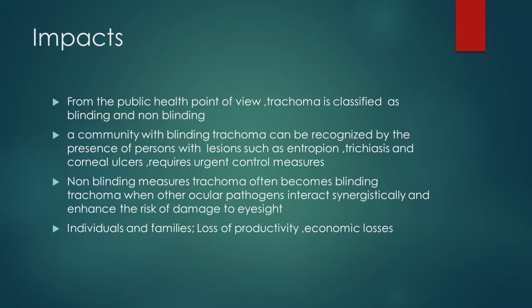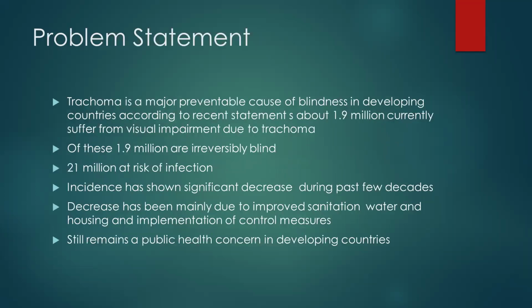For individuals and families, there is loss of productivity and economic losses due to loss in vision. Trachoma is a major preventable cause of blindness in developing countries, according to a recent statement. About 1.9 million people currently suffer from visual impairment due to trachoma. Out of these, 1.9 million are irreversibly blind. 21 million are at risk of infection. Incidence has shown a significant decrease during the past few decades. The decrease has been mainly due to improved sanitation, water and housing, and implementation of control measures. It still remains a public health concern in developing countries.